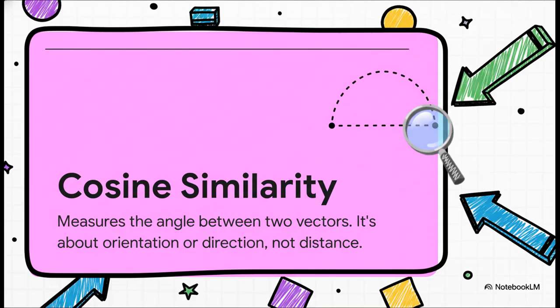And then we have a totally different way of thinking about it: cosine similarity. With this one, we're basically throwing the ruler out the window. Instead, we're measuring the angle between 2 vectors. It could not care less how far apart they are. All it cares about is whether they're pointing in the same general direction.